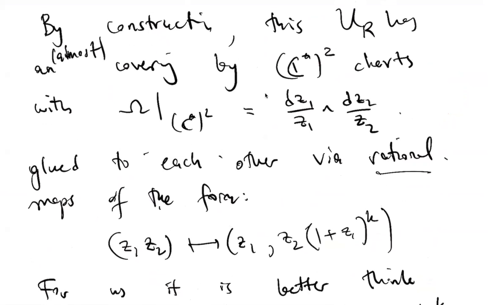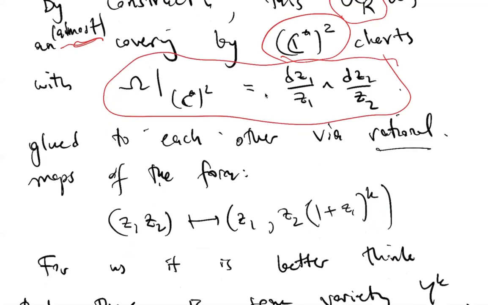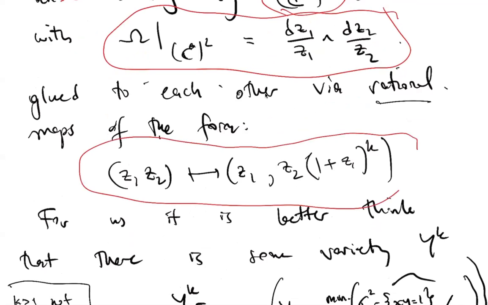So by construction, this cluster variety, but it's not the full cluster variety, it's just this fiber, this symplectic leaf, almost has a covering by C star squared charts. There are some missing points, some holes to be completed. I'll say something about that, but that's why I say almost covering. In some coordinates on the C star squared, the holomorphic symplectic form looks like the standard log form, and these charts are glued to each other by maps of this form. This is a concrete way.